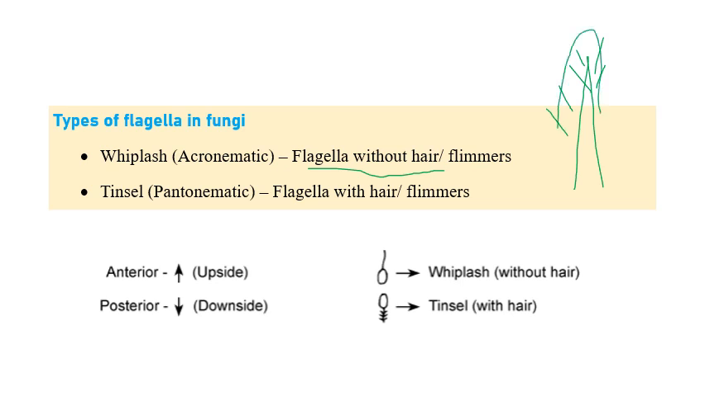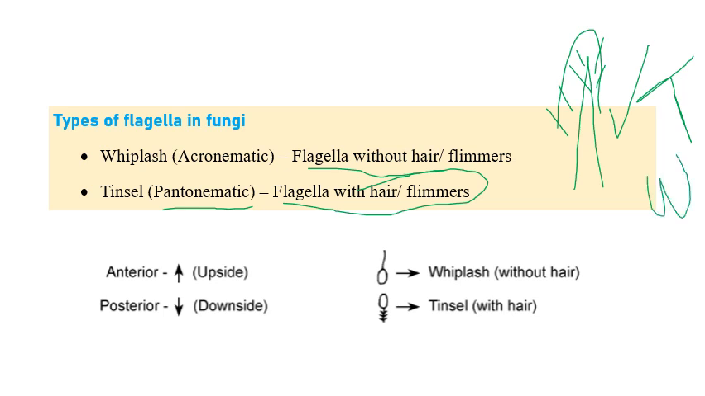Tinsel, otherwise called pantonematic, means flagella with hair. If hair is present on the flagella, it is called tinsel type. If the hair is absent, it is called whiplash type. Anterior means upside, posterior means downside. Just now I told you whiplash means without hair, tinsel means with hair. So with this general input, now we will go with types.